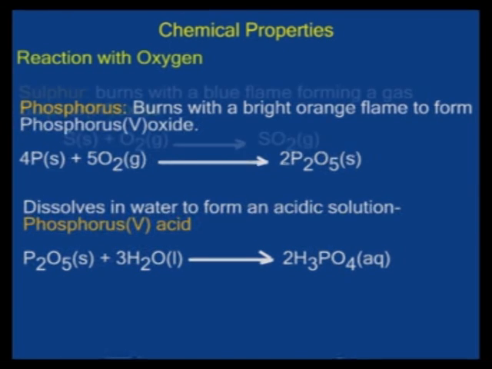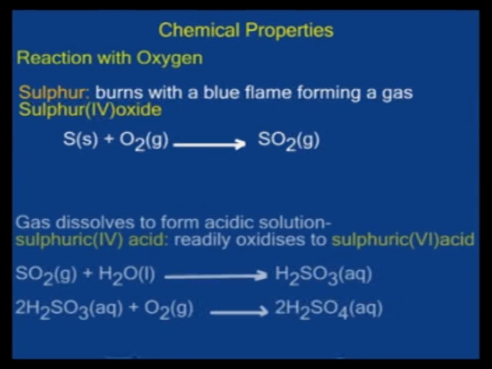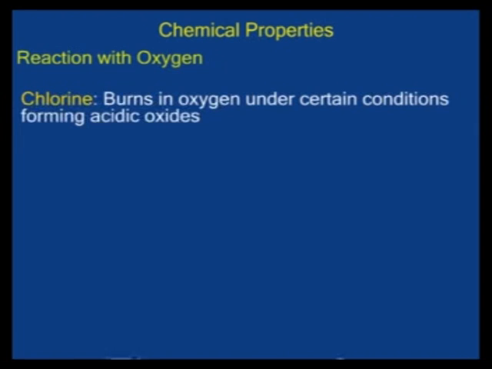For its part, sulfur burns in oxygen with a blue flame to form a gas called sulfur 4 oxide. The gas dissolves in water to form an acidic solution of sulfuric 4 acid, which readily oxidizes to sulfuric 6 acid. Chlorine burns in oxygen under certain conditions, forming acidic oxides, while argon is not reactive at all.